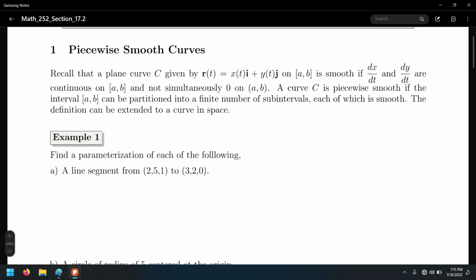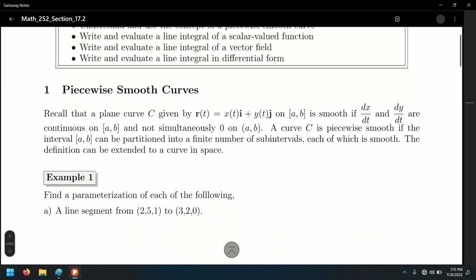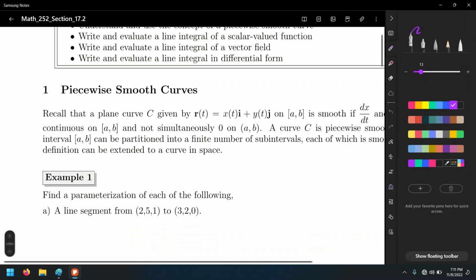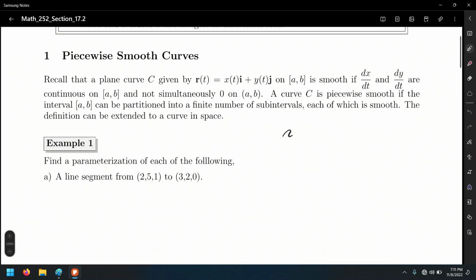So, it's piecewise smooth if the interval a to b can be partitioned into a finite number of sub-intervals, each of which is smooth. All right. So in some cases, what do we mean by piecewise smooth? For example, in 2D, something simple in 2D.